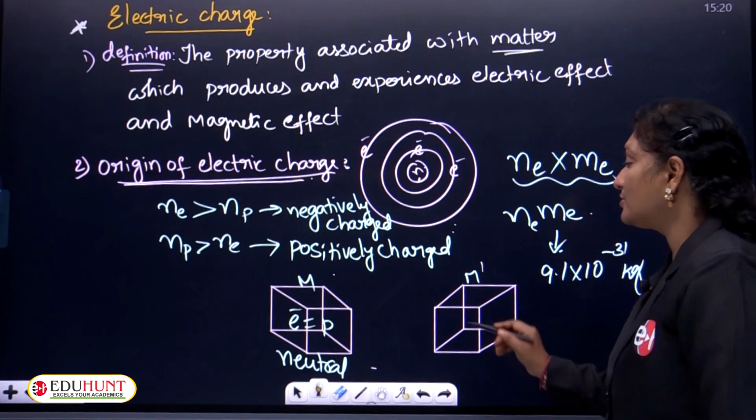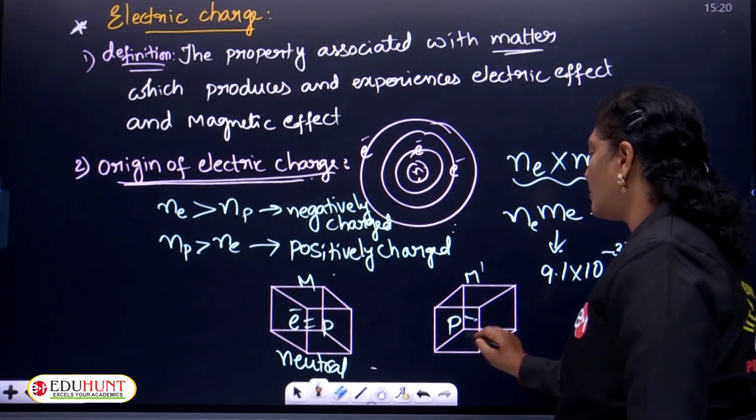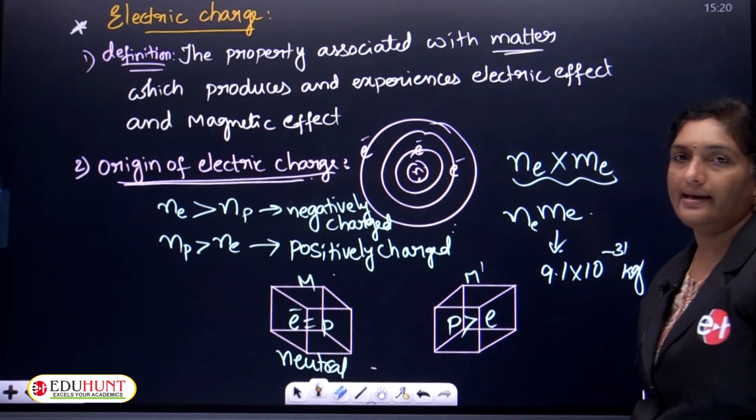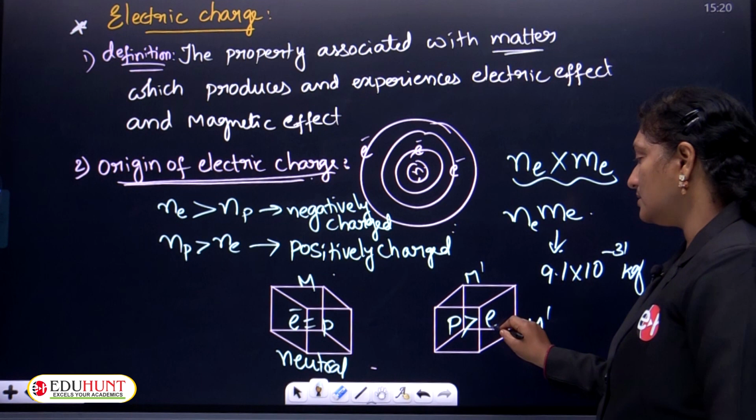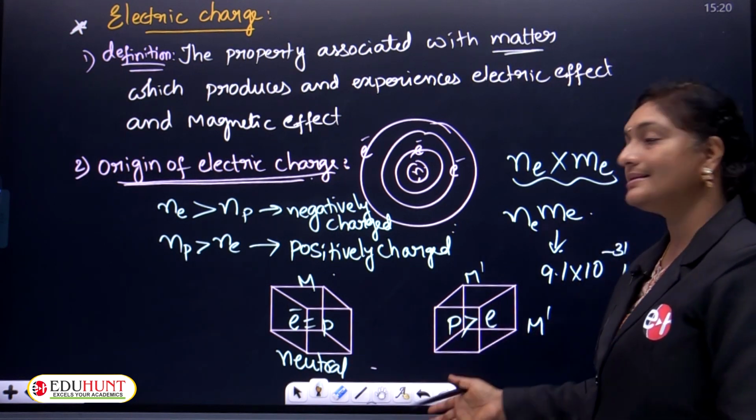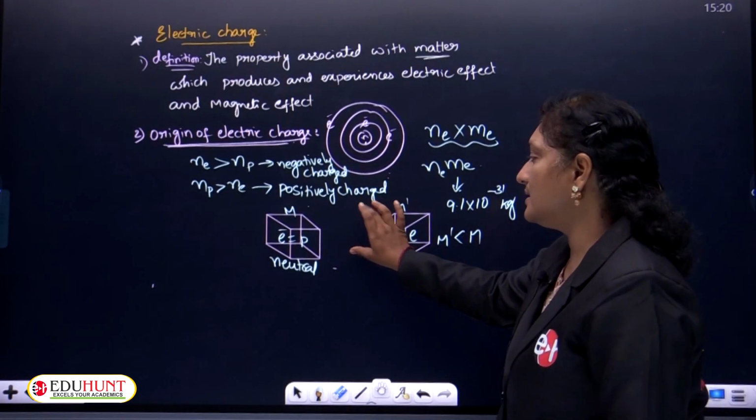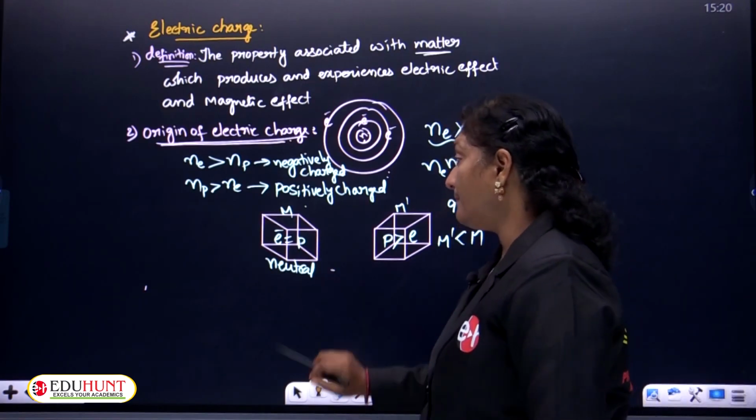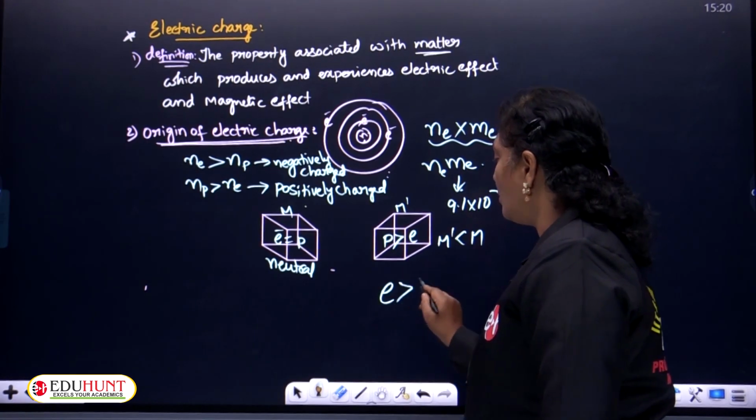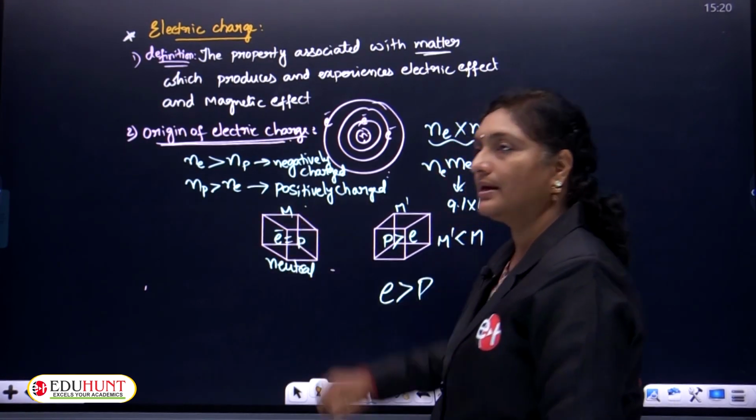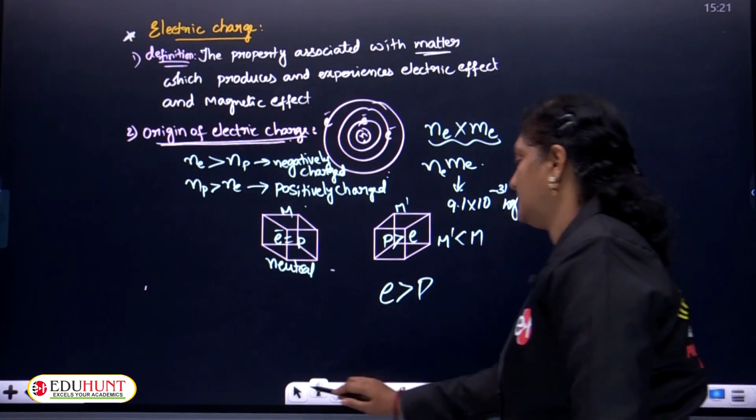So, whenever electrons are removed, then clearly the number of protons will be greater than the number of electrons. Then the new mass will be, because electrons are removed from the body, mass is decreased. The new mass will be less than the older mass. Similarly, consider the second case where the number of electrons is more than protons, whenever the neutral body is being rubbed. A second case, when the number of electrons increases. Let me explain to you.